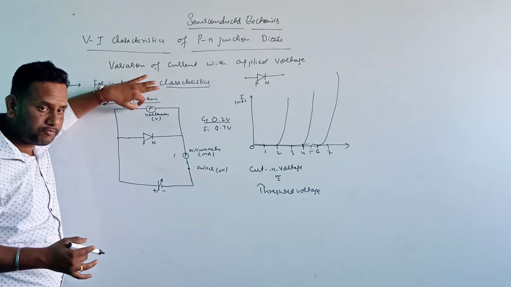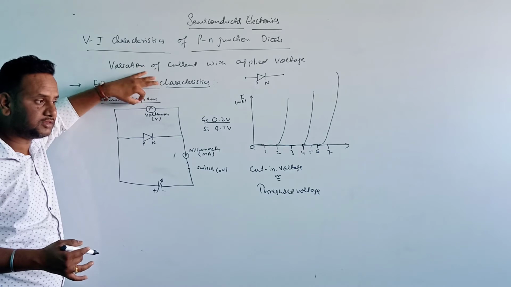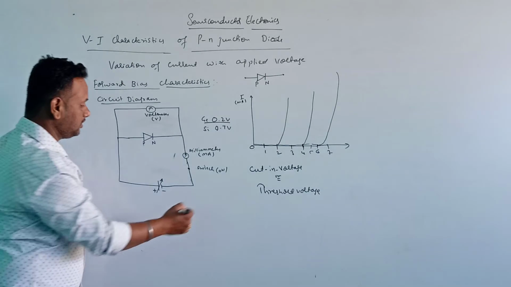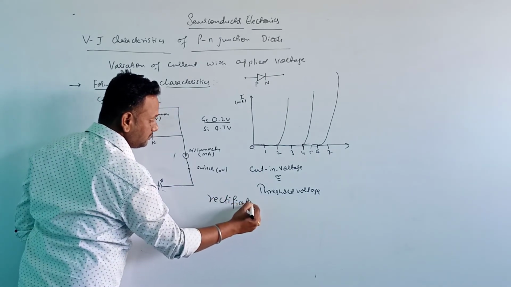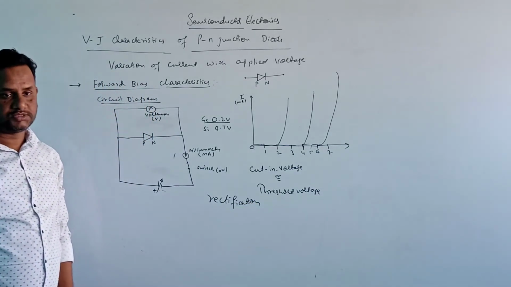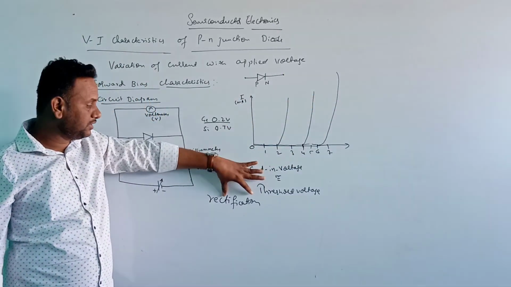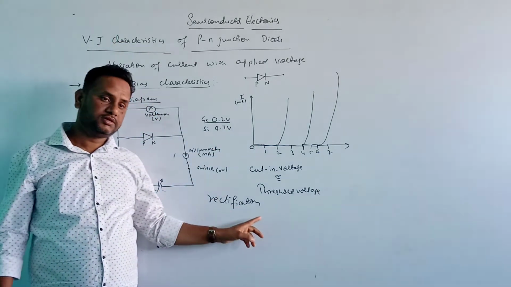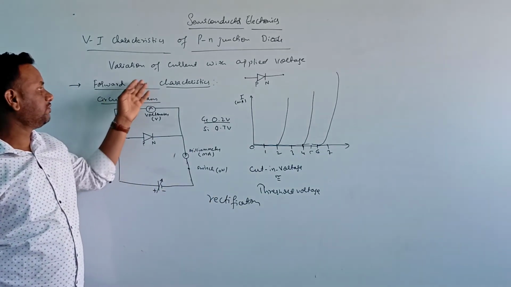For this property only, for this property of forward bias only, we are using the forward biasing for rectification purpose. Okay, we are using it for rectification. For this property only, the current is increasing exponentially. So for this property only, we are using the semiconductor diode or forward bias for rectification purpose. Okay, so this is all about the forward bias characteristics.